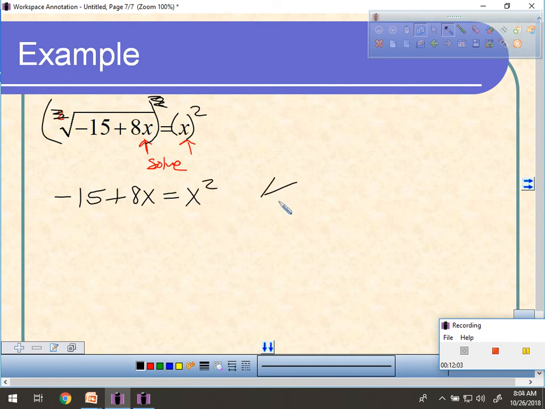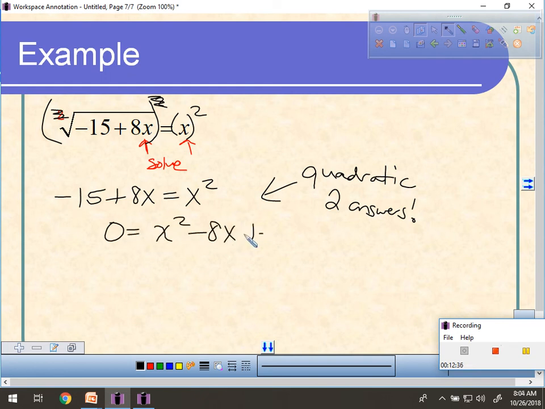Now, this is very important because this is not a linear equation. This is a quadratic because it's got a power of 2, which means that I will have 2 answers. So this is actually an easy one to solve. What we're going to do for this one, though, is move everything that's over here on the left-hand side over here to the right to make it equal to 0. So I'm going to add 15 and subtract 8x. So I'm going to get 0 equals x squared minus 8x plus 15.